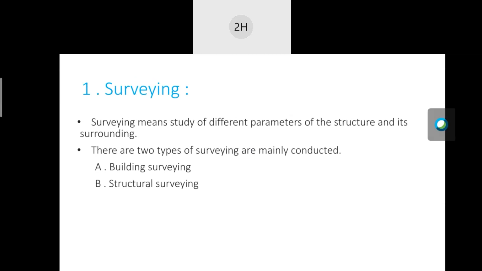Surveying. Surveying means study of different parameters of the structure and its surroundings. There are two types of surveying mainly conducted. First is the building survey, second is the structural survey. Next slide.